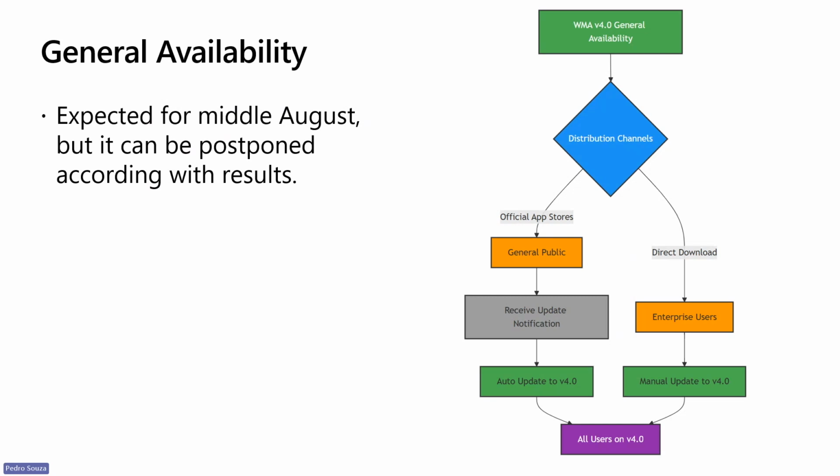The GA is expected for mid of August, but Microsoft will not release something that we don't feel ready to. So it depends on the feedback that we will collect with telemetry. We have telemetry to collect exceptions, obviously not private data, but only exceptions, errors, this kind of thing, crashes. And when we feel that the product is ready, then we will release for GA. But the idea is mid of August.